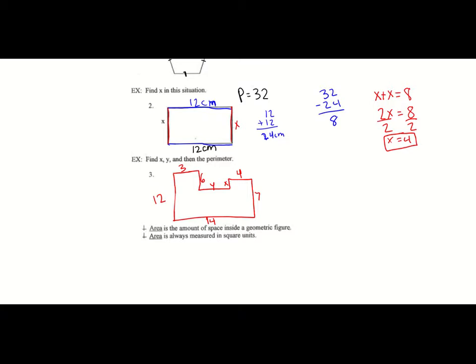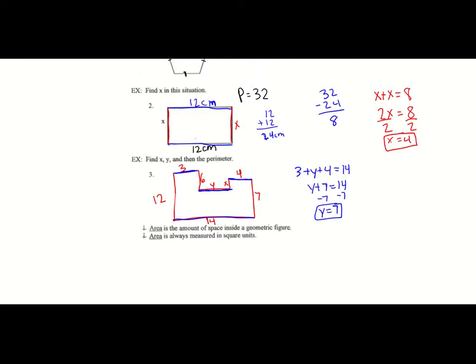Well, if we look at our y here on this side, we know that this piece and this piece and this piece all need to add up to 14 to make this shape true. So if we have 3 plus y plus 4 equals 14, we can figure out what our y is. So we have y plus 7 equals 14, minus 7. We get our y value of 7.